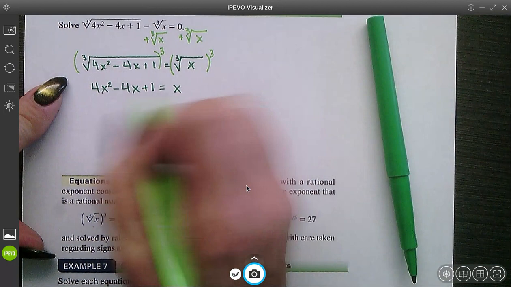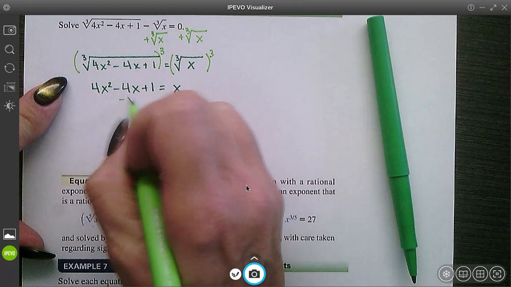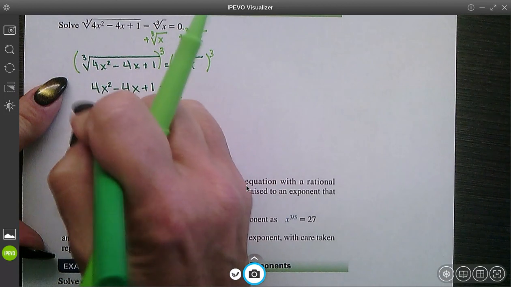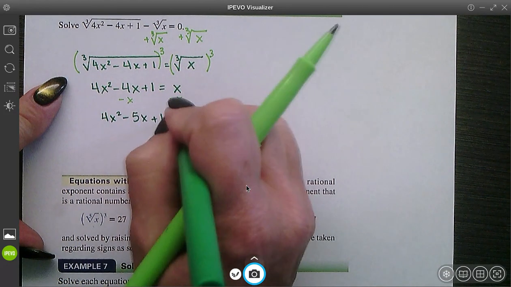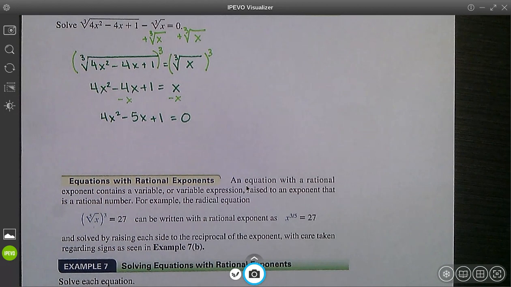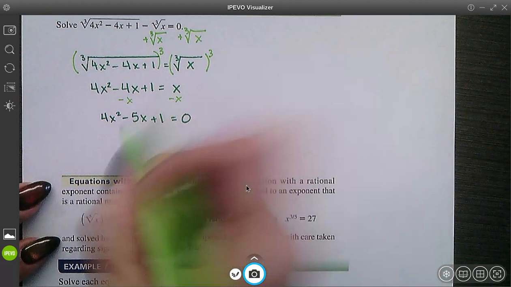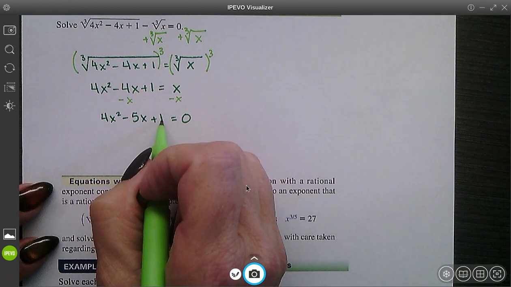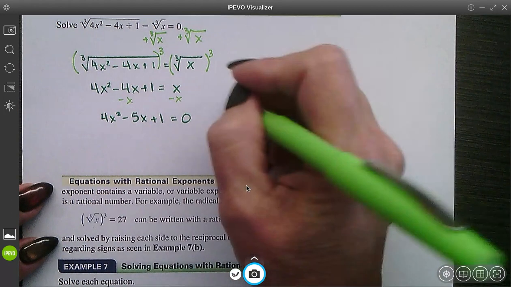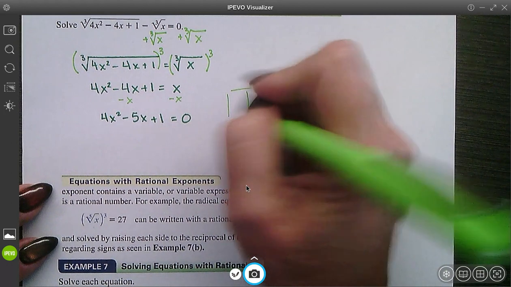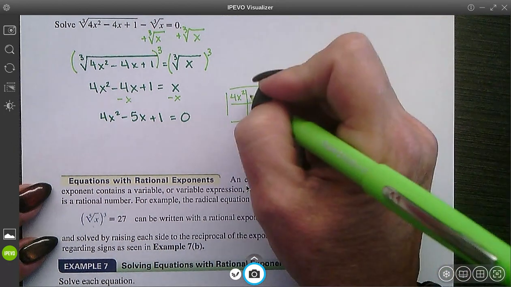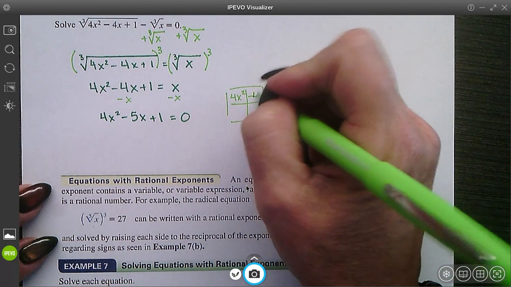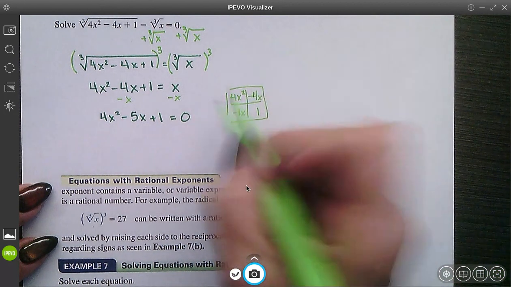And it's a quadratic equation, so I'll go ahead and subtract that x over and get 4x squared minus 5x plus 1 equals 0. Ooh, I'm going to have to think about how to factor that. I need what multiplies to 4x squared but adds to negative 5. Let's see, 4x squared and 1. Multiplies to 4x squared, adds to negative 5. So negative 4x, negative 1x.